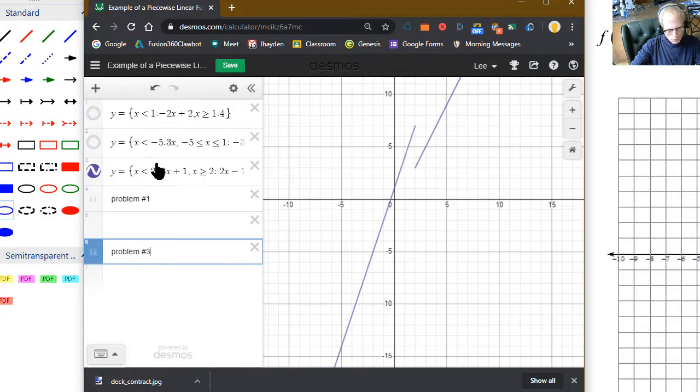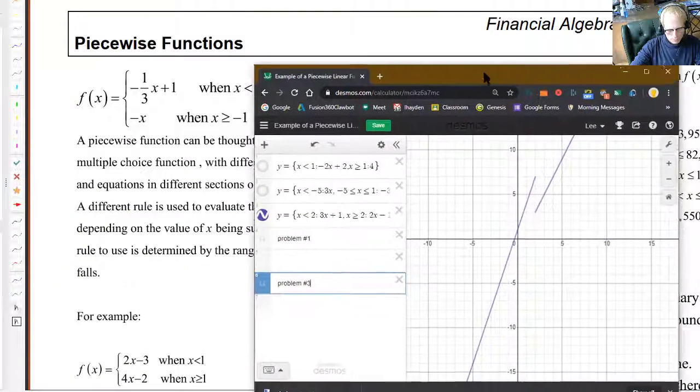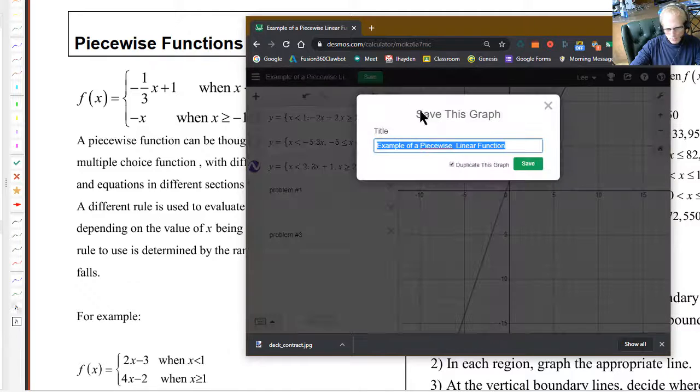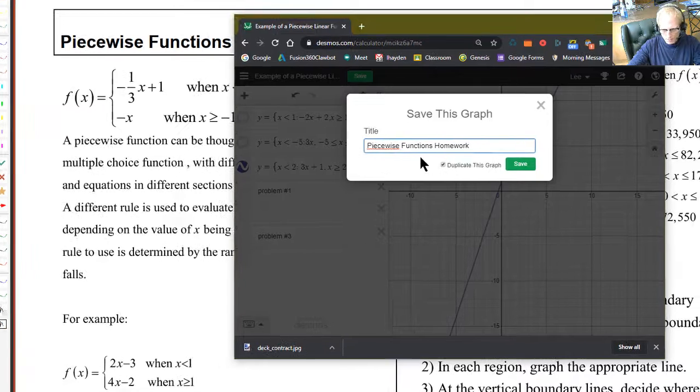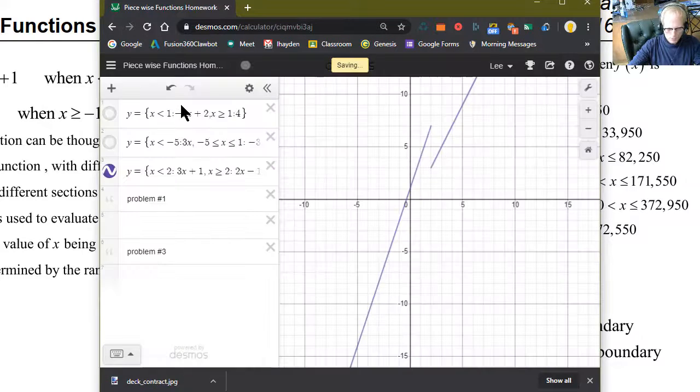All right. And then if you could try to name your graphs or projects, give it the same title as what the notes and homework is. In this case, it would be piecewise function. So you would just do piecewise functions and then homework. And I guess piecewise is not recognized in the dictionary. Okay, so I would just do that.